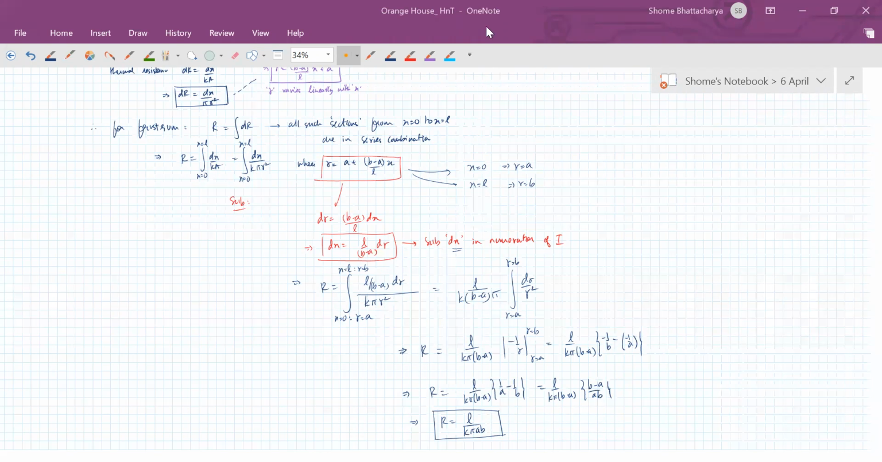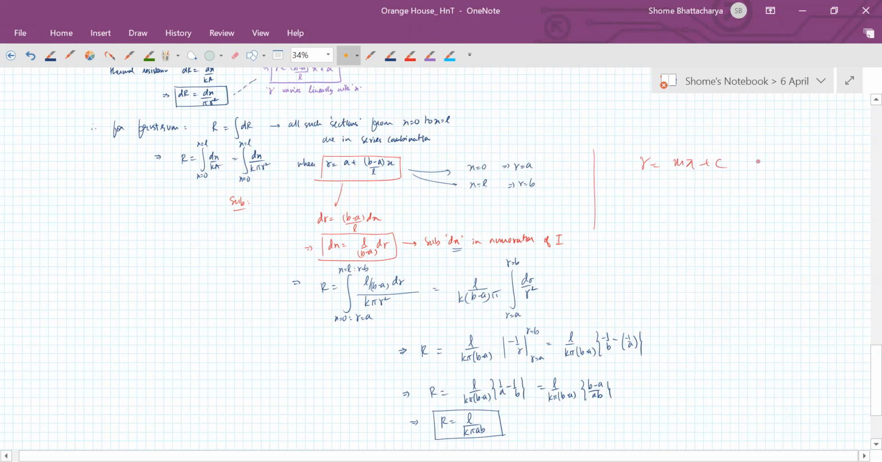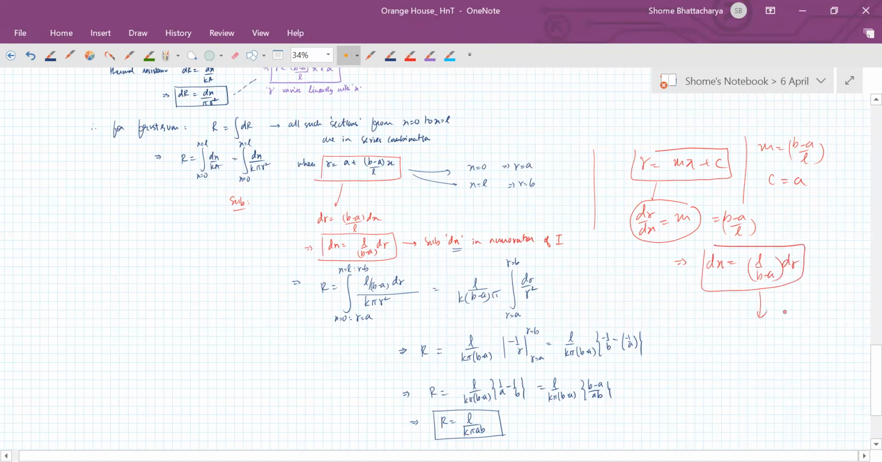Yeah, Sarvesh, the first step of substitution. Look, here R is equal to a linear function of x. It is some mx plus c kind of term, where m is (b minus a) by L and the constant is equal to a. So now differentiate both the sides. So dr by dx is m because m is a constant. So that is (b minus a) by L. Therefore we can substitute dx as L upon (b minus a) into dr. So this is what we substitute in the integration.